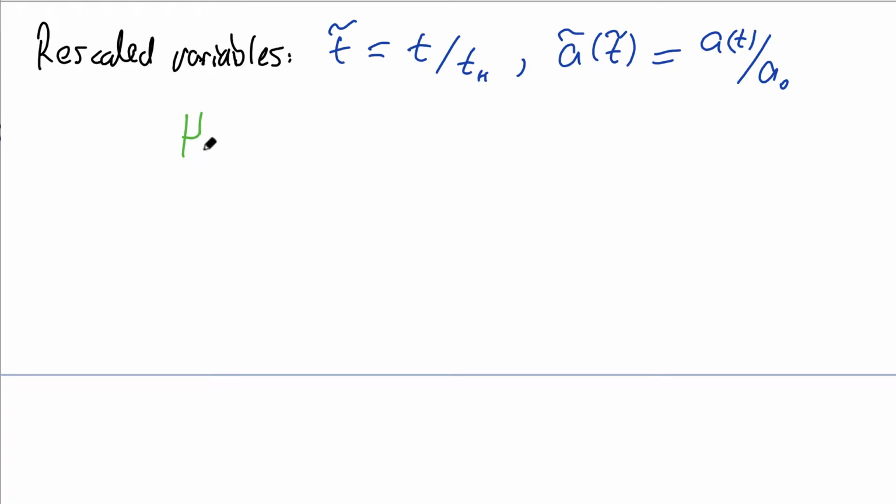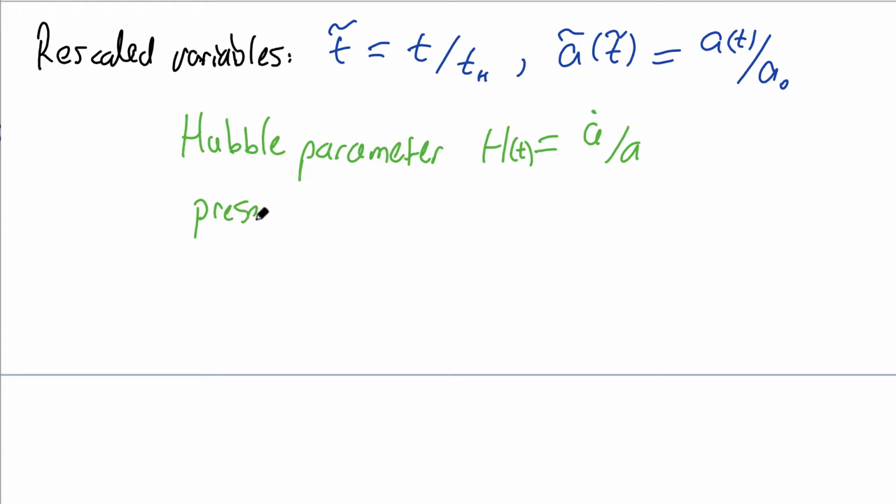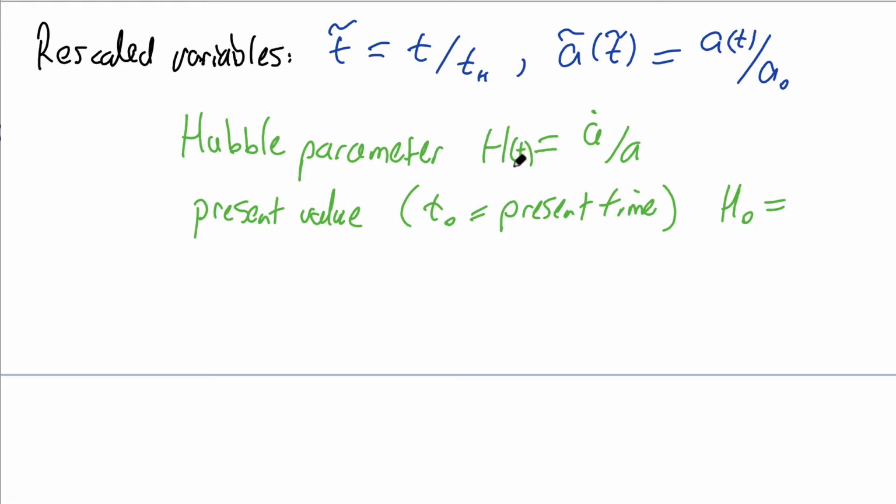As an aside, let me remind you that the Hubble parameter is defined as a dot over a. So this is a function of time t, and the present value, where we denote the present time by t sub 0, the present value of the Hubble parameter we call h sub 0. That's just h evaluated at t sub 0. That's the present value of a dot divided by the present value of a.